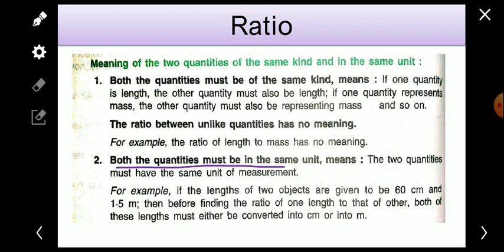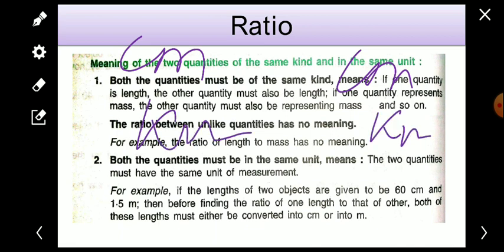Now both the quantities must be in the same unit. Both the quantities, which are of the same kind, should be in the same unit. Suppose that we are going to compare length and length. Two lengths are there, so both the lengths should be in the same unit. It means if one is in centimeter, then the other should also be in centimeter. If one is in kilometer, then the other should also be in kilometer. Then only we can find the ratio.